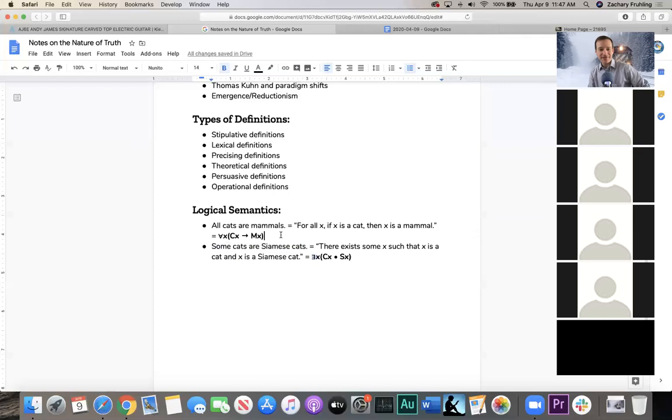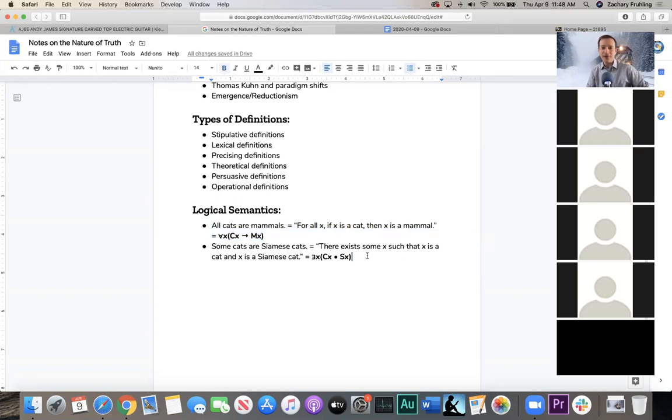And what's interesting is a statement like this, all cats are mammals. That can be true even if there's no such thing as a cat. It can be true that even if there were a cat, it would be a mammal, even if there are no cats. So this statement here doesn't commit to the existence of anything. It can be true even if there are no cats and no mammals.